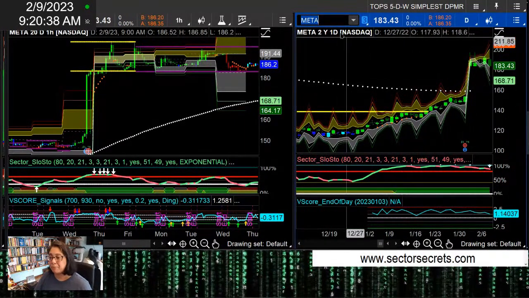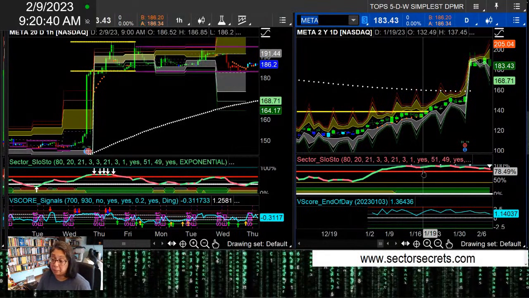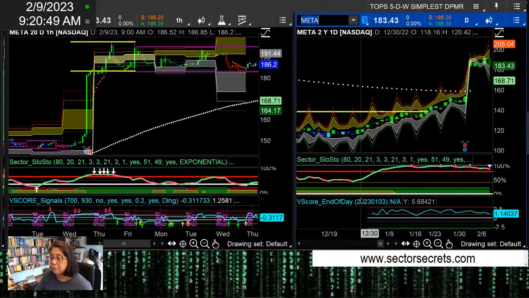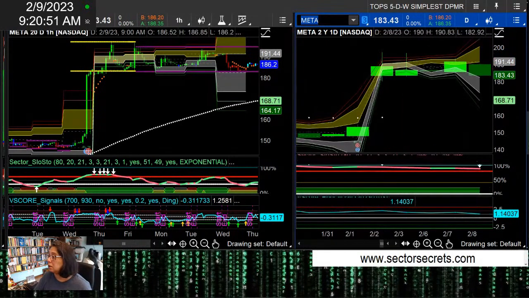I would say that I'd probably pass on Meta till I get a setup, right? We've had this big jump to the upside. My only choices are to wait for a DPMR buy, right? Or we pull back to the wave and get long. All right. So yeah, that's what I would say is the approach.